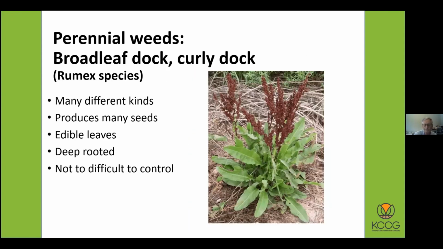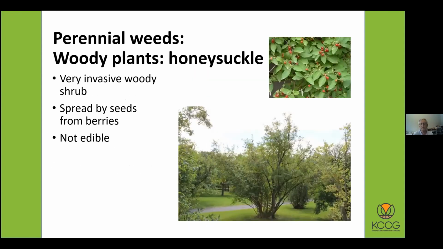Oops, wrong way. A couple more here. Perennial weeds, woody plants, honeysuckle. This is what they call the Tartarian honeysuckle. It's a shrub. If you go out in the woods anywhere in Missouri or even Kansas, in this part of the country, and much of the country, this is a very invasive woody shrub that has taken over the woods. It sprouts up everywhere in the woods.